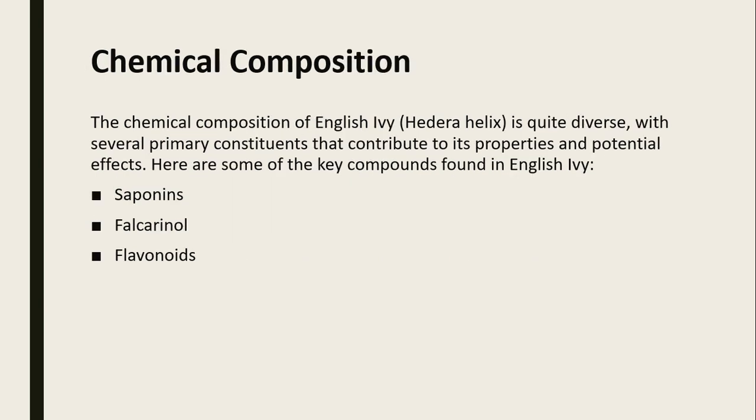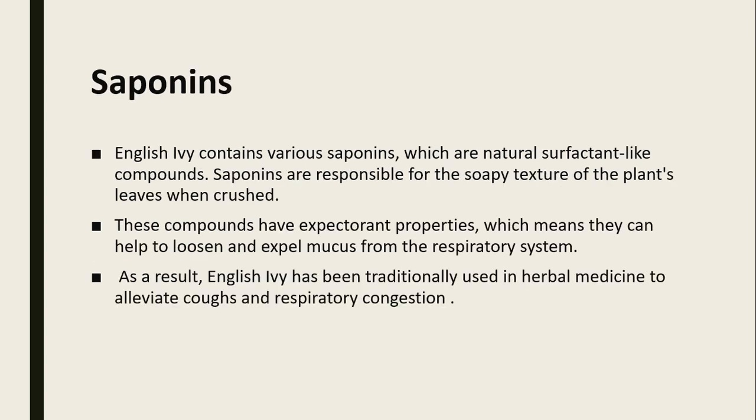Here is the chemical composition of English ivy. English ivy has a diverse chemical composition, but there are some key compounds which are found in English ivy. First of all is saponins, then falcarinol, and then flavonoids. First of all, we will discuss its key compound, which is saponins. English ivy contains various saponins. Saponins have a speciality: they contain compounds which are used to alleviate cough and respiratory congestion.